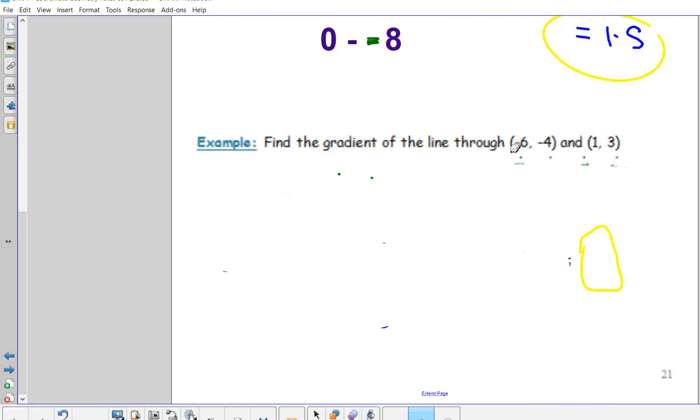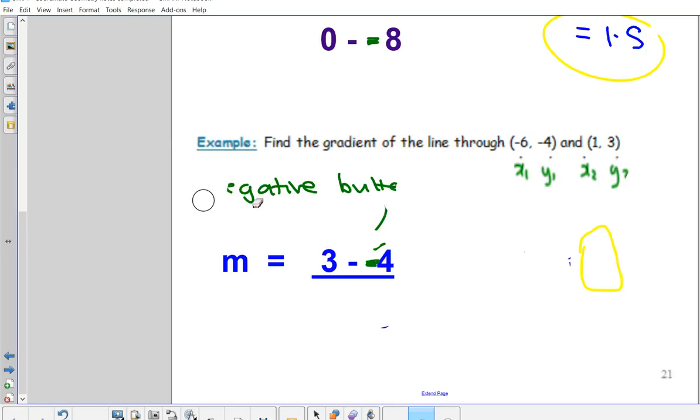Last one, same thing. Find the gradient of the line through these two coordinates. Label one of them x1, y1, label the other one x2, y2. Throw it into the formula. Little m, because don't use big M, as big M stands for midpoint. 3, subtract negative 4, again using the negative button, not the subtract button, over 1 subtract negative 6. Use the fraction button if you want to try it out. If you do it by hand, 3 subtract negative 4 is like 3 plus 4, which is 7. 1 subtract negative 6 is like 1 plus 6. So it's 7 over 7, which simplifies to 1.